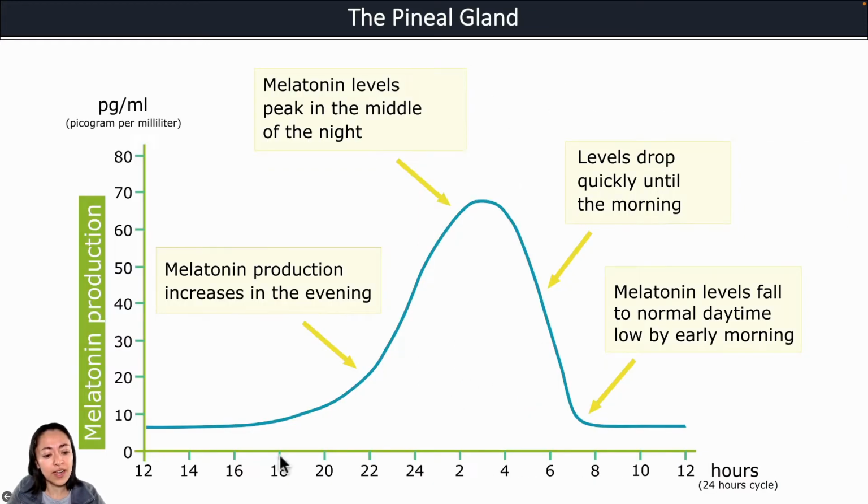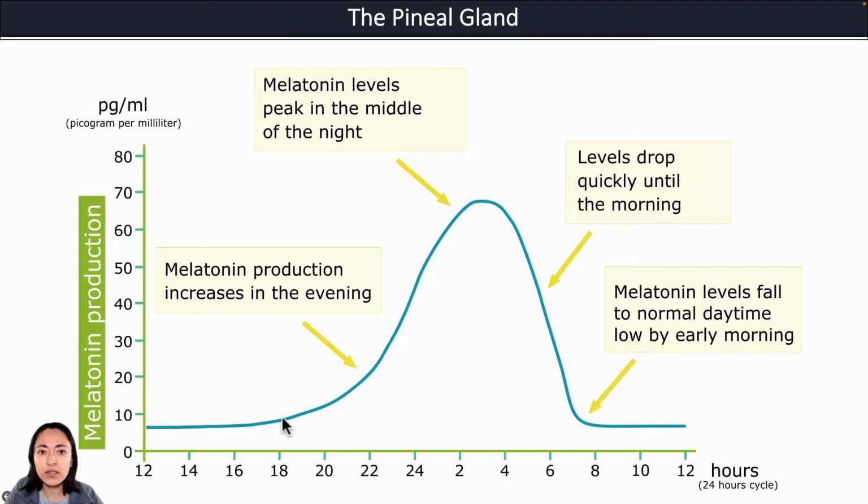So here you can actually see a timeline of a 24-hour cycle of the day. It's beginning at noon here, and then here, where it says 24, that's midnight. And then it goes for 24 hours until noon the next day. And what you're seeing here by the blue line is the changes in melatonin production in your body throughout this 24-hour cycle. You can see that melatonin production increases in the evening.